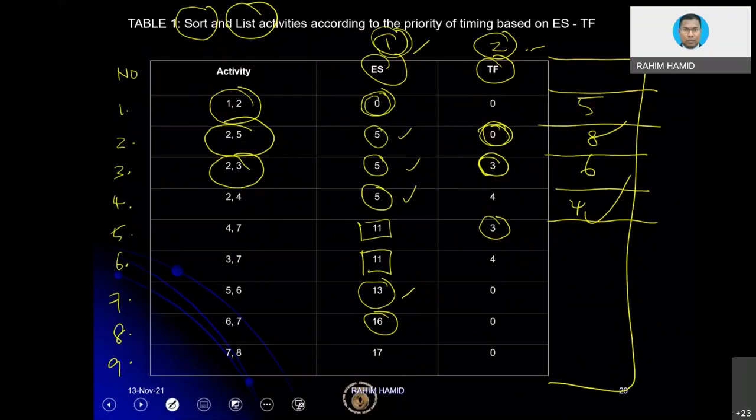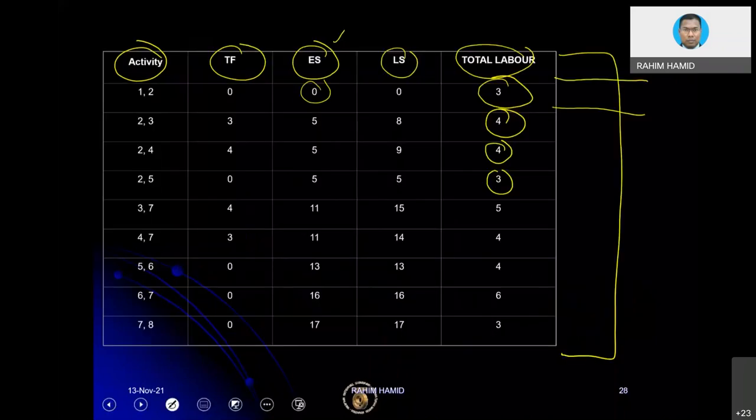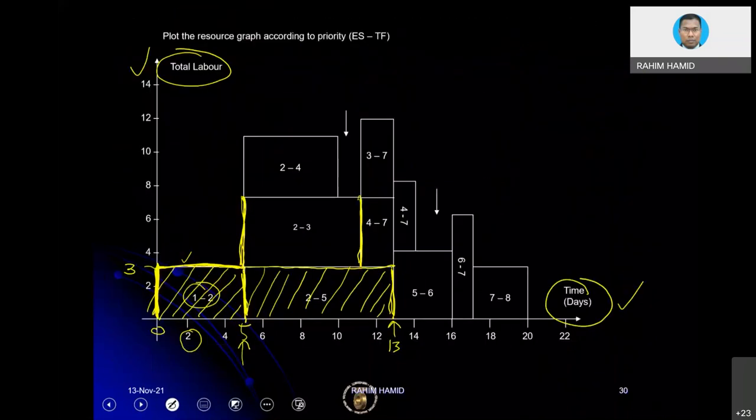Focus on 4. So activity 2, 3 starts on the same day. You have to overlap in terms of drawing, because we are showing the resource aggregation. Aggregation means the cumulative resources. So the graph you have to draw on top of the existing graph, because the bottom is already occupied by activity 2, 5. Then activity 2, 3 will finish after 6 days, and the number of workers is basically 4. Okay, so this is the graph for activity 2, 3.